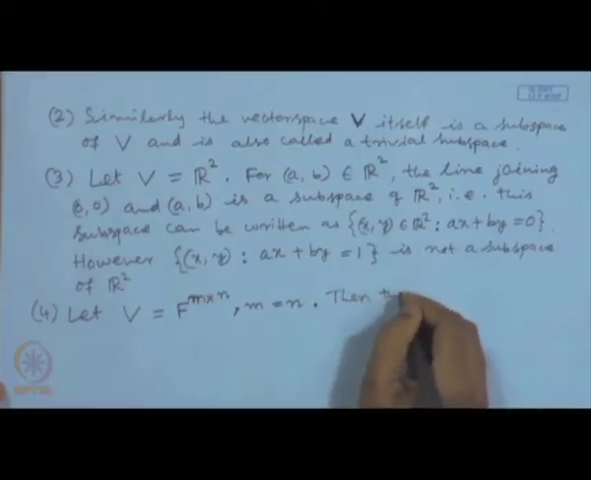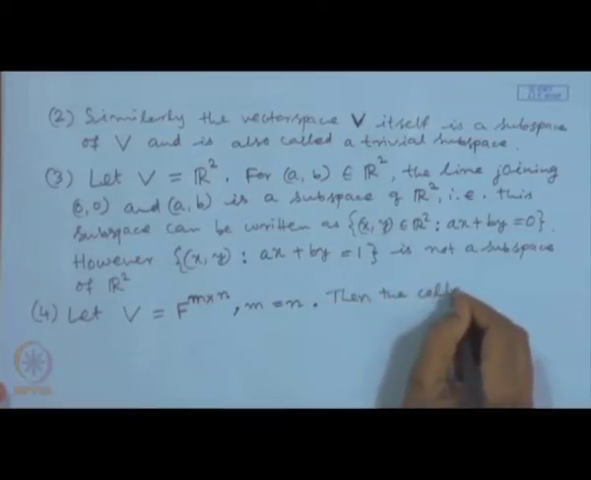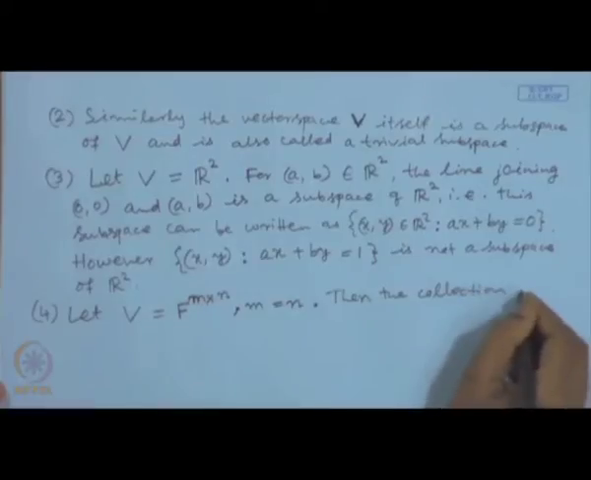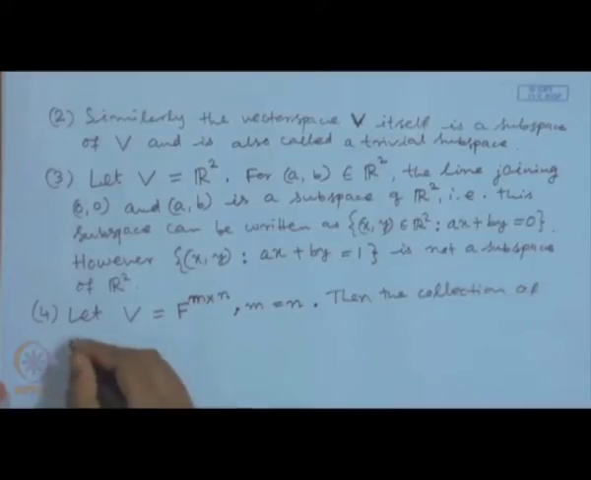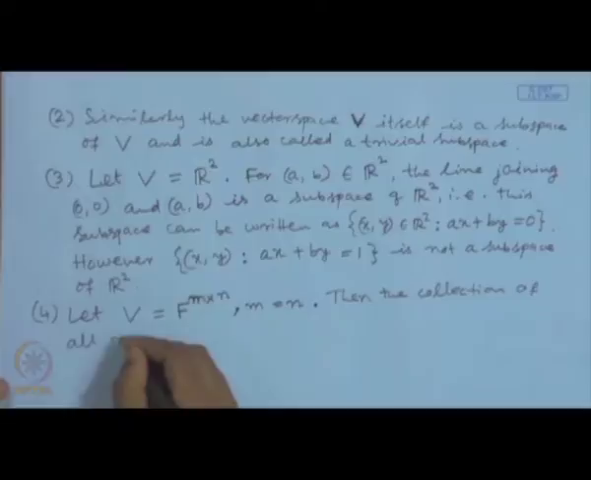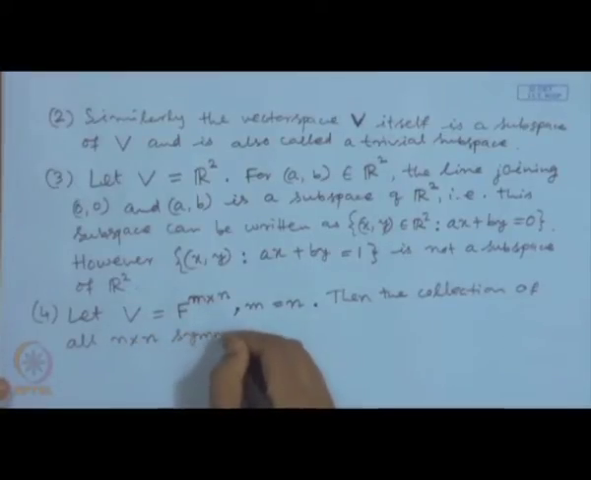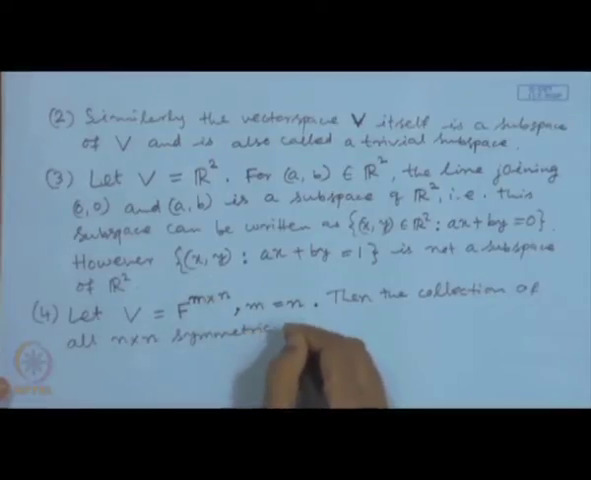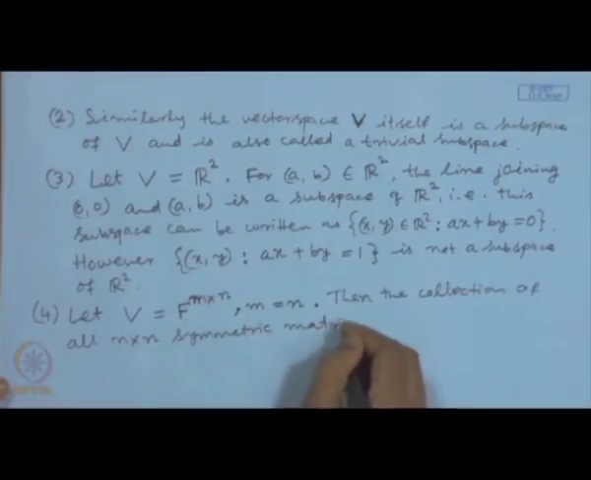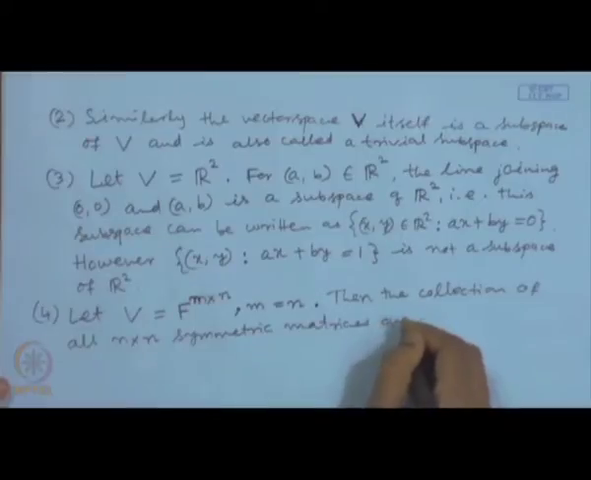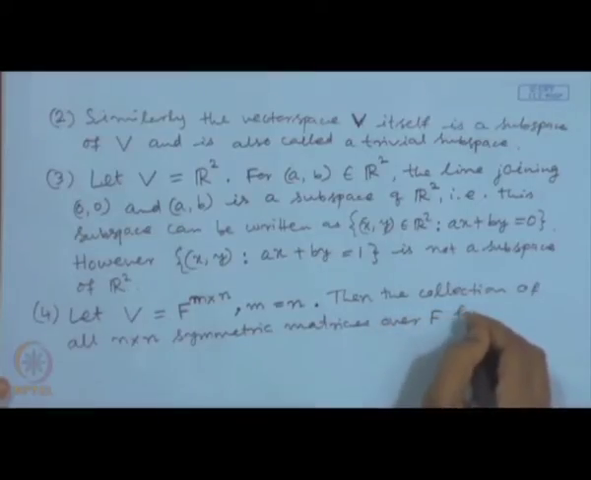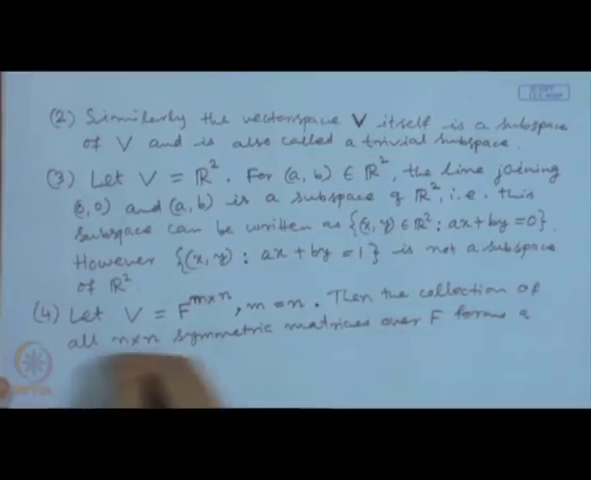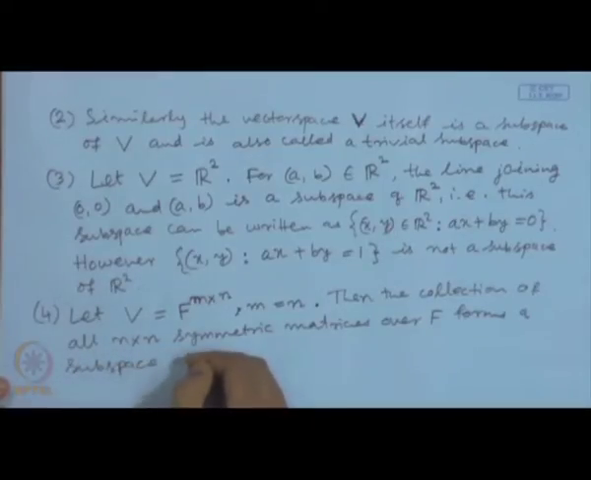Then the collection of all n by n symmetric matrices over F forms a subspace of this V.